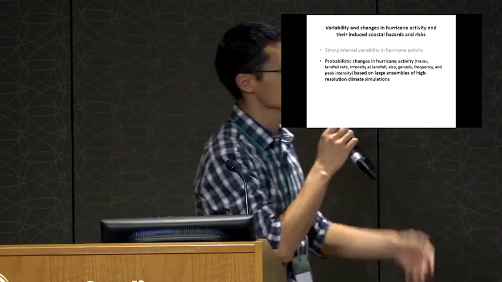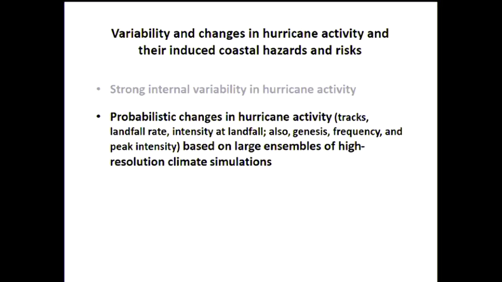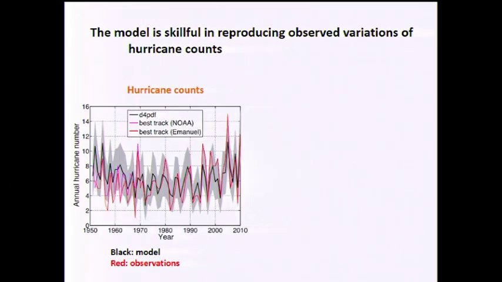So to resolve this issue, we need to use large ensembles of the high-resolution climate simulations. Based on this large ensemble simulation, we can obtain probabilistic changes in the hurricane activities, like tracks, landfall rate, and intensity, and also, of course, the genesis frequency and their peak intensity. And these models are pretty skillful. So this figure compares the simulated and observed hurricane number in the North Atlantic over the past 60 years.